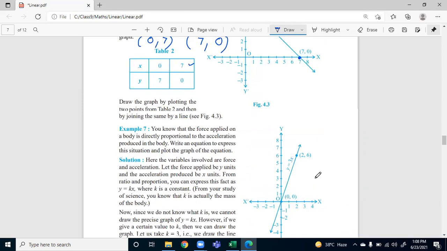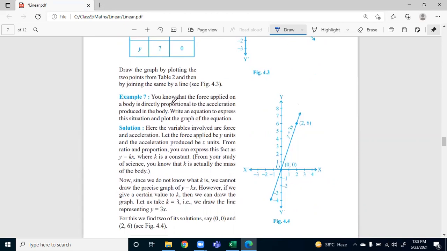So let's move quickly to example number 7. The statement is, you know that force applied on a body is directly proportional to the acceleration produced in the body. That is part of physics. Force is directly proportional to acceleration. Write an equation to express this situation and plot the graph of the equation. Let's say the variable for force is F, and it is directly proportional to acceleration A. So this is the statement of this question, that force is directly proportional to acceleration.